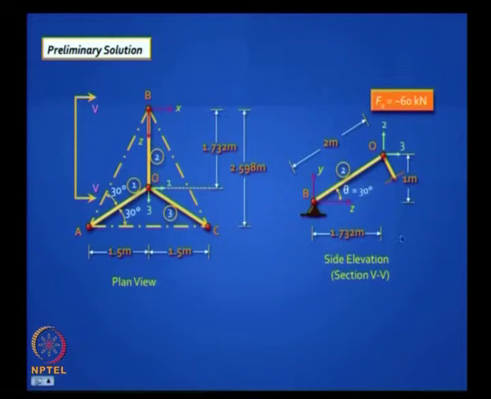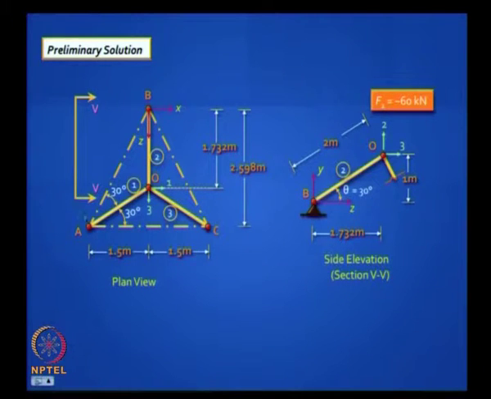Here is a plan view, I have done the work for you. Here is a side elevation, say section VV. Can you understand what is going on? It is a triangle on the base, it is arrested here, arrested here, arrested here. They are pinned supports. This O is above, it is 1 meter above, right.